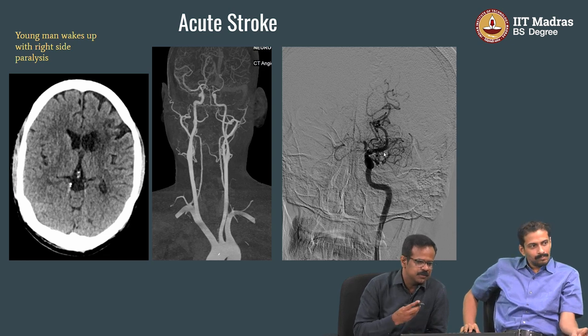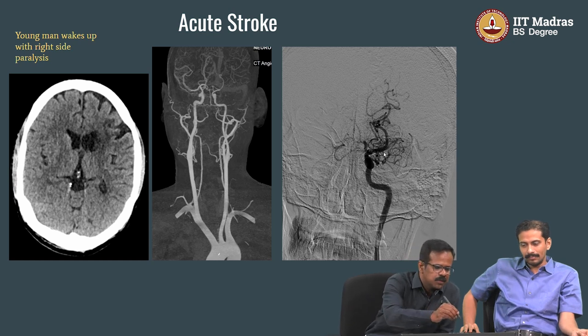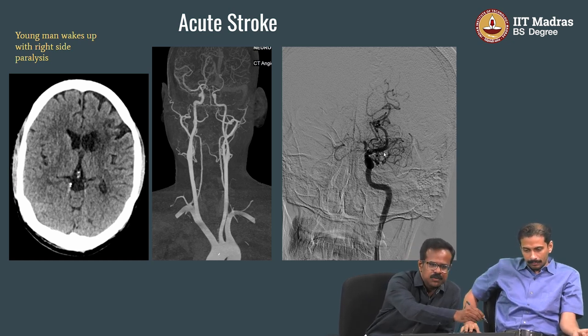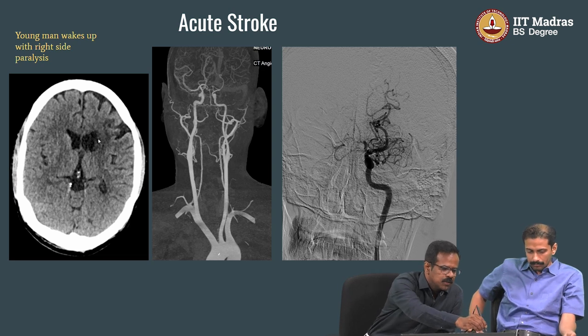Next is cardiac disease, heart disease. So brain, stroke is brain. This is how it is diagnosed: we take a CT scan. We see whether there is bleeding inside the brain or not. Bleeding will look white.